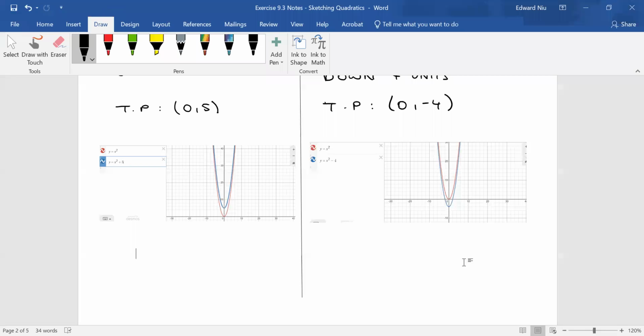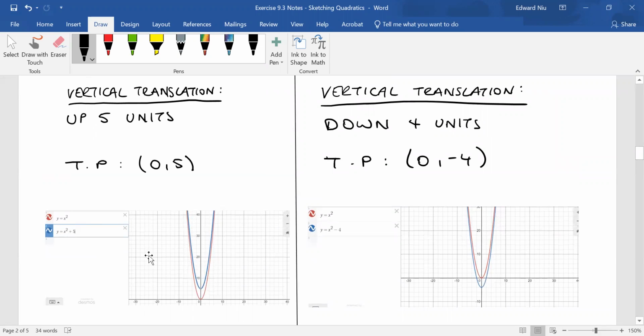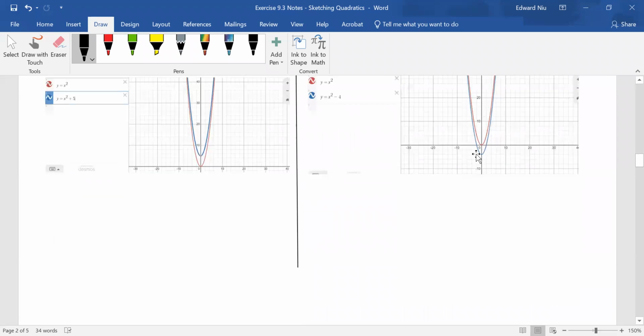Alrighty, now that we've got our graph in blue, so our y equals x squared plus 5, we can see the blue parabola is 5 units up from the origin, where the turning point's at (0, 5). Over here, we've got y equals x squared take away 4 in blue, and we can see it's below the origin 4 units, and yeah, that's the visualization of what we just covered.